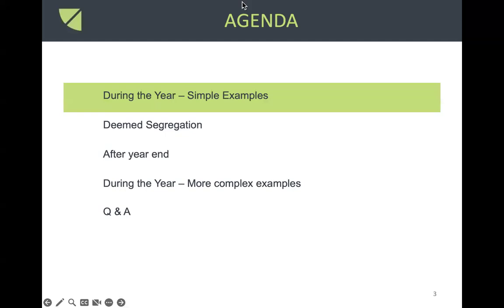Then we'll look at choices you can make to maximize ECPI after the financial year has ended, taking deemed segregation into account. And then we're going to come back to choices you can make during the financial year, but in particular, looking at more complex examples. And then, as I said, there'll be plenty of time for Q&A at the end. So let's get into it.